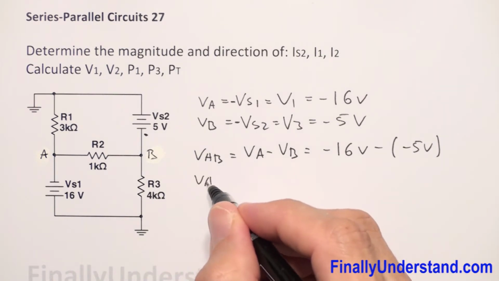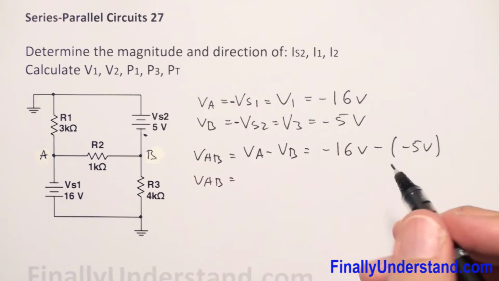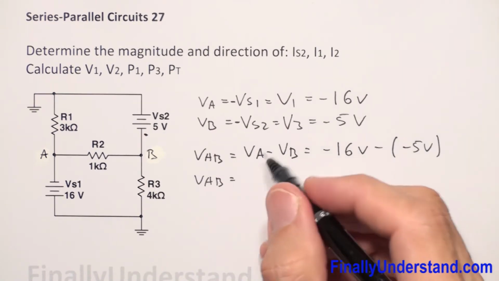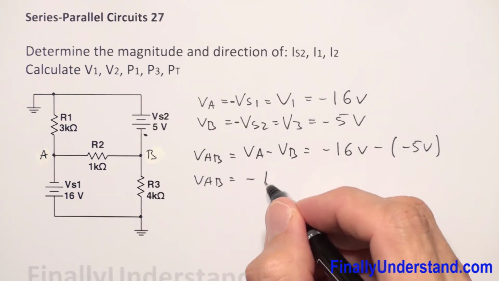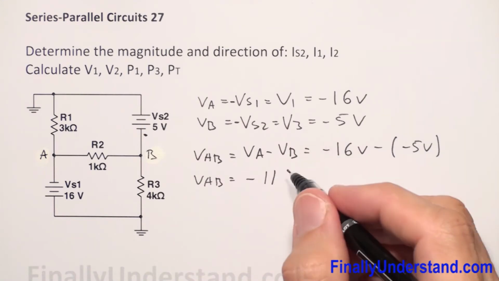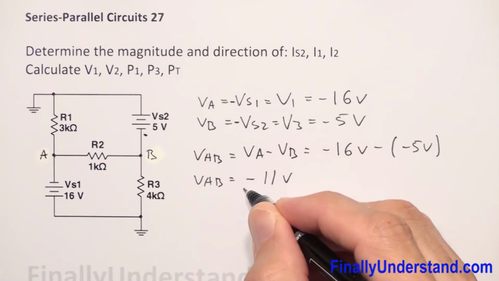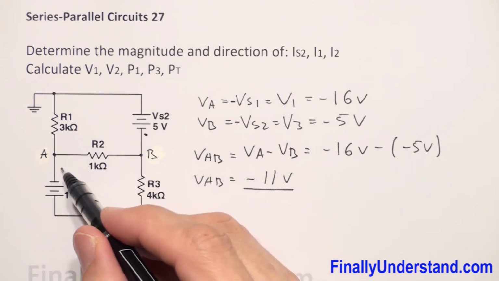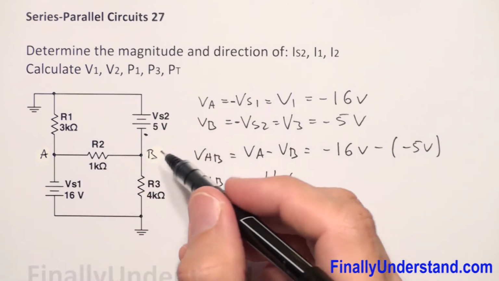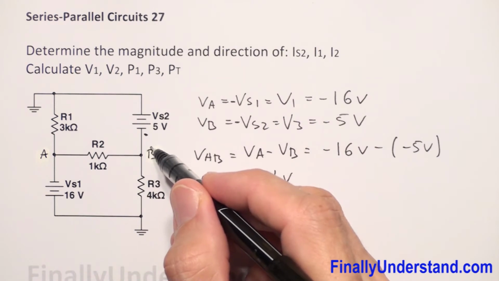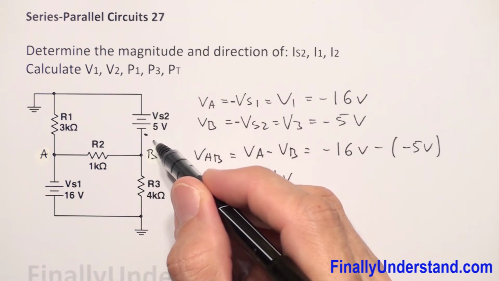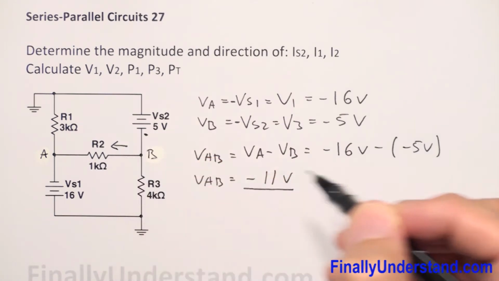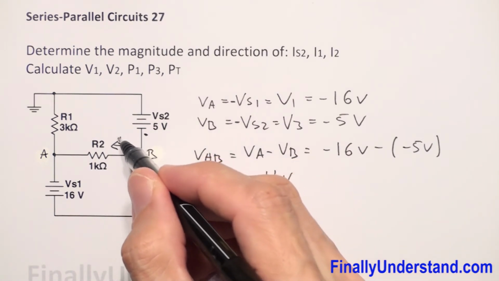So VAB is equal to negative 16 plus 5, which is negative 11 volts. On this side I have negative 16, on this side I have negative 5. Negative 5 is greater than negative 16, so my current is going to go in this direction. This is my I2.